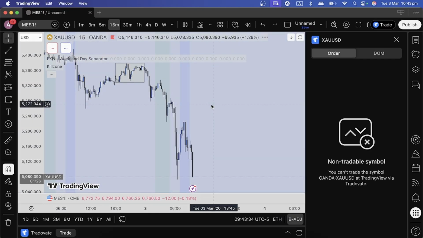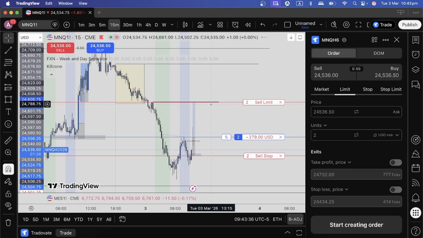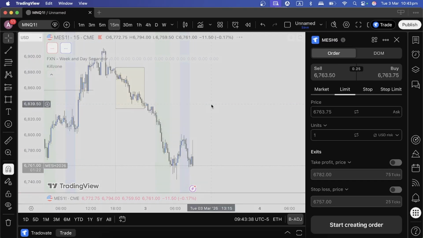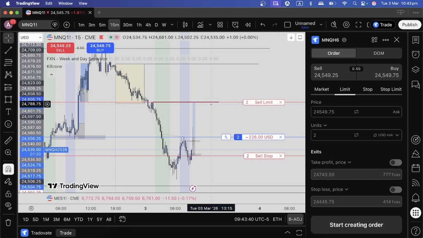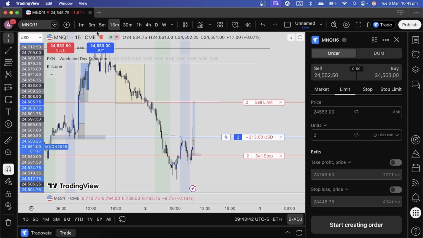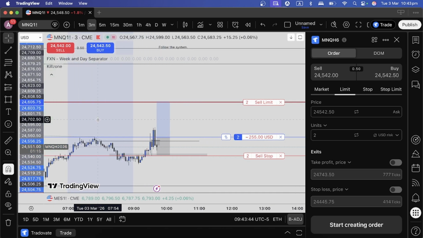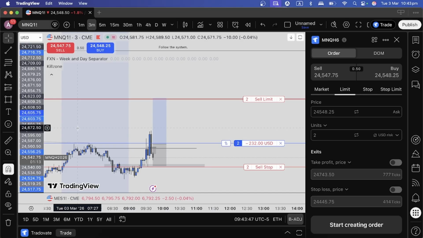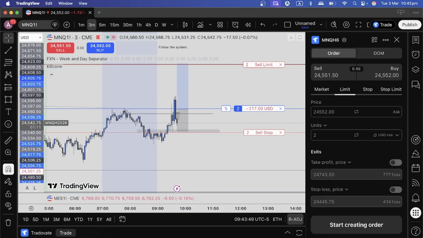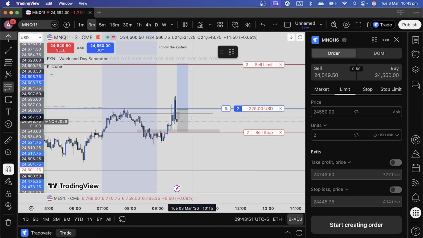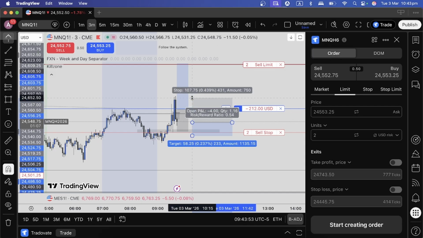I obviously went into the day with a bearish bias and saw the chance for a bullish one, and this would have been the trade probably.